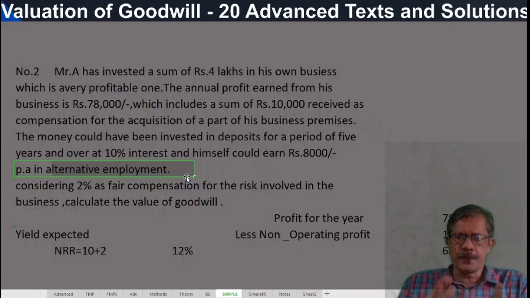First, each year's profit should be adjusted. Then the average is taken out. Here there is no need of making an average. Only 1 year's profit has been given. So all these assumptions form a part of your answer. That is required in higher classes.